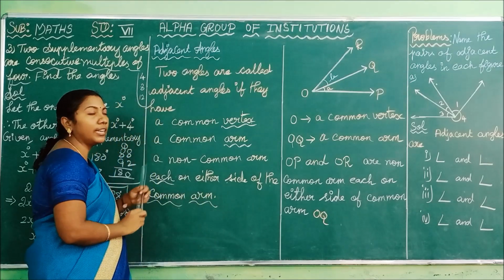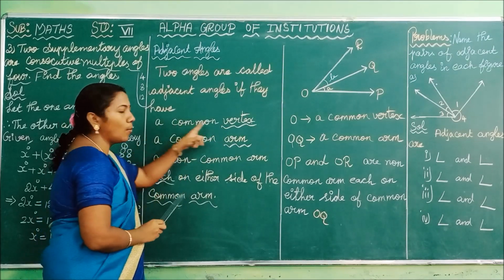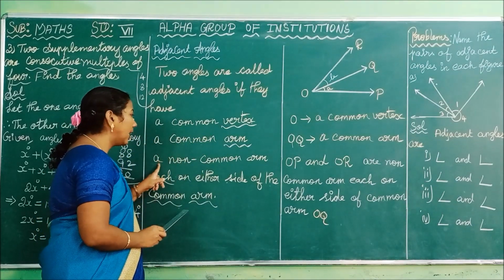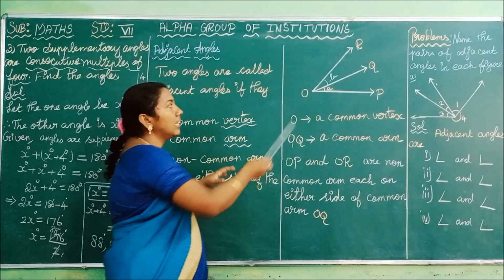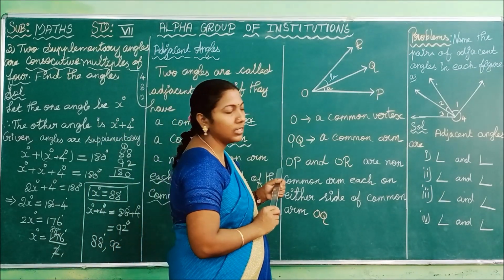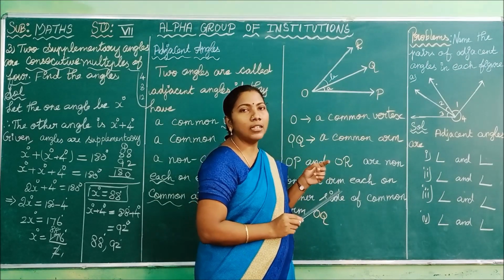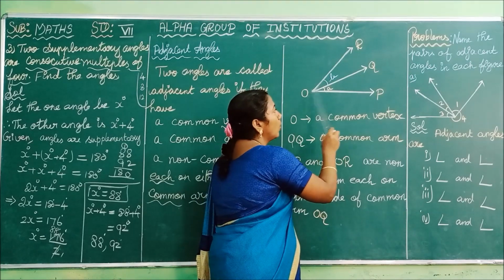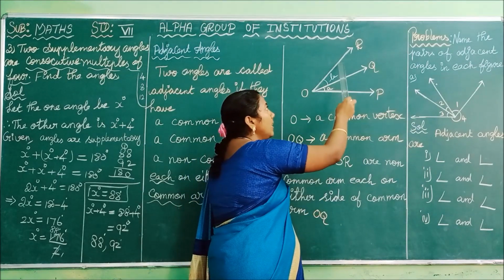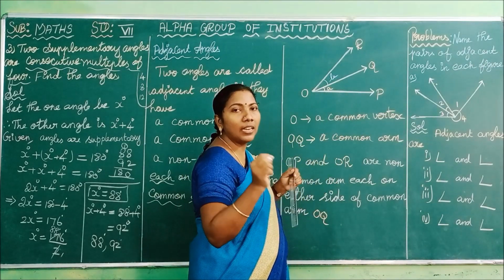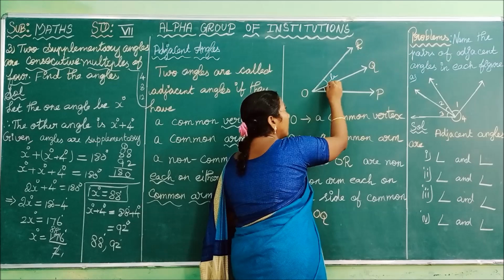Do you understand, children? Once again, read the definition. Two angles are called adjacent angles if they have a common vertex, a common arm, and a non-common arm each on either side of the common arm. Okay. By seeing the diagram, you can easily understand adjacent angles. How can we get the angles? If two rays meet at a point, it gives angles. See here. What are the rays here? OP, OQ, OR. These are the three rays. These three rays are meeting at a point and they are forming some angles. I am naming one of the angles A and another angle B.